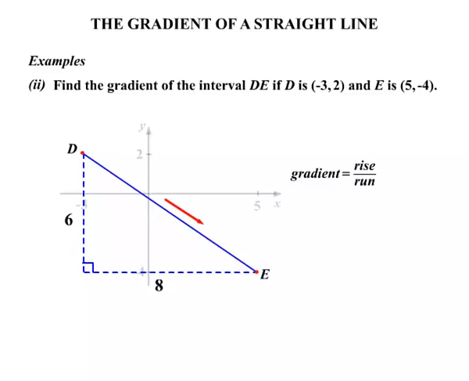This time though going downhill, so it's a negative gradient. So we write negative before we forget. Now the rise is 6, the run is 8. So our fraction there is minus 6 on 8, and that of course will break down to minus 3/4.